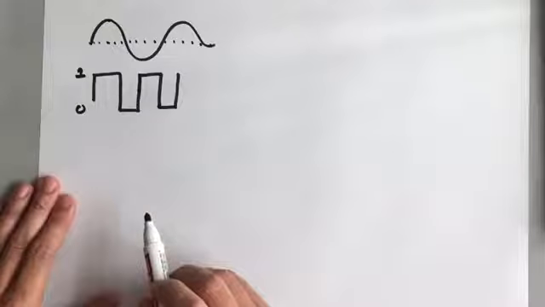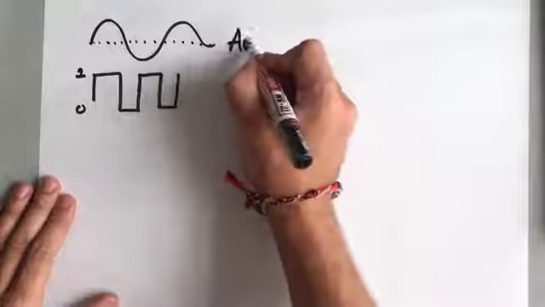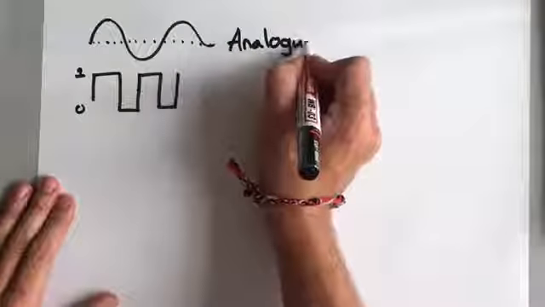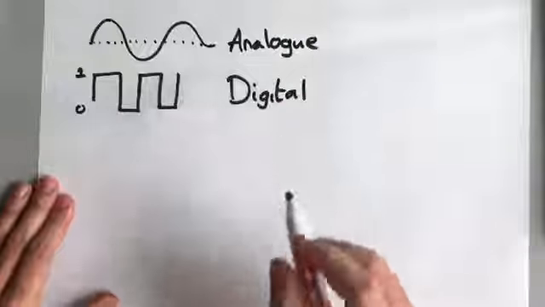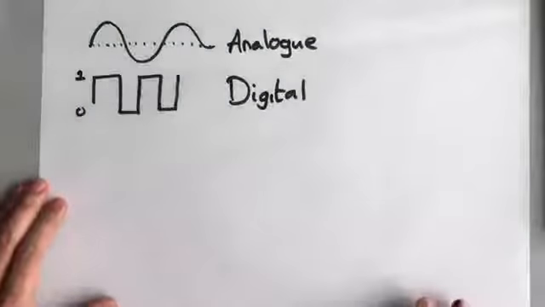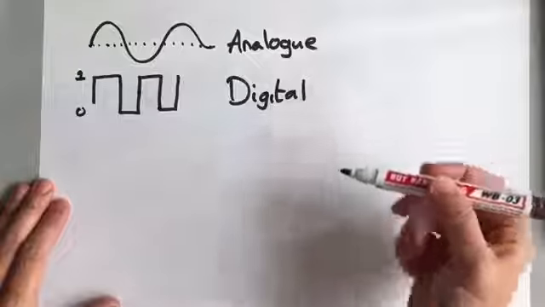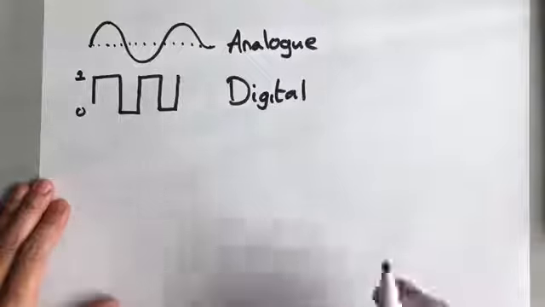Digital can only be two things. It can either be on, which we call 1, or off, which we call 0. So analog and digital are two different types of electrical signal. Analog can be any value, digital is just either on or off.